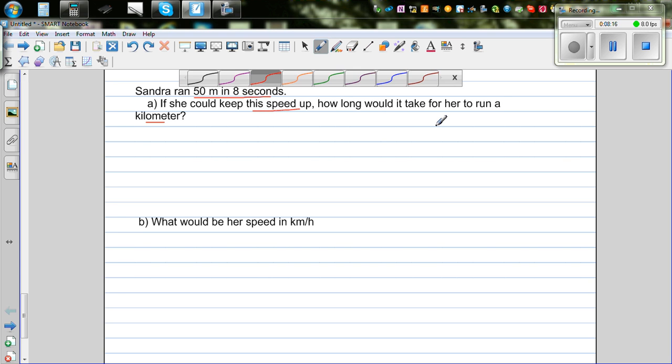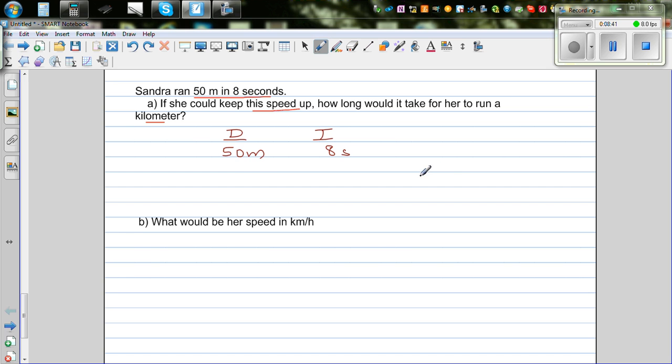So let me write distance and time, D for distance and T for time. We know 50 meters she could run in 8 seconds. So the question is, 1,000 meters would take how many seconds? That's the question. So let's think in a proportional manner.